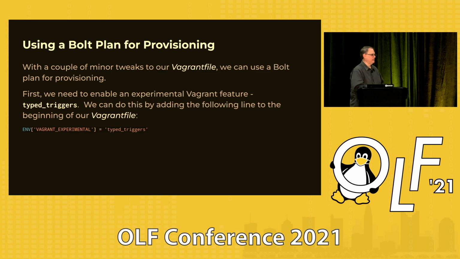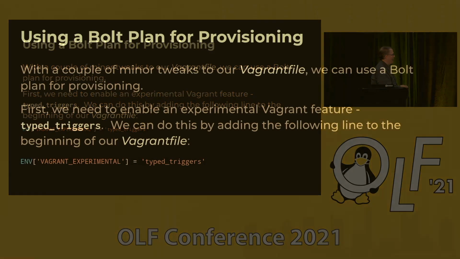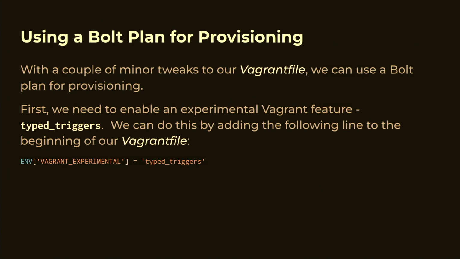And I've got all sorts of examples where I did all kinds of crazy stuff with shell scripts and whatnot. But what we can do is we can completely disable copying the /Vagrant directory over, and we can just run a Bolt plan that does everything for us. We have to enable one experimental Vagrant feature called typed_triggers. And you do that by setting an environment variable.